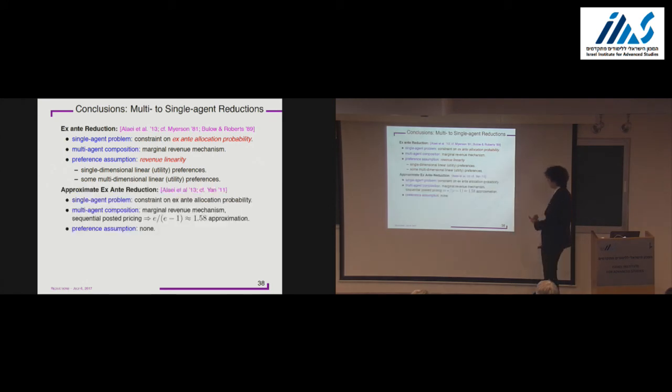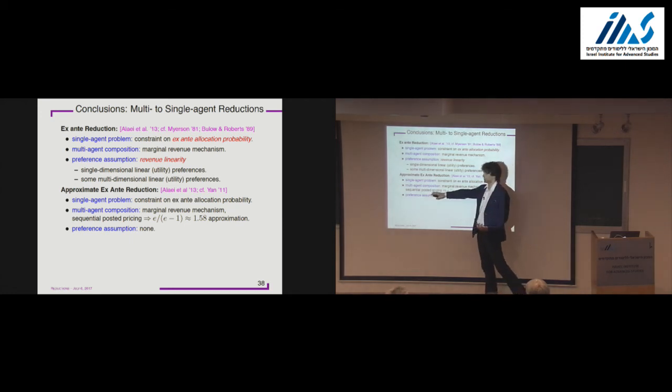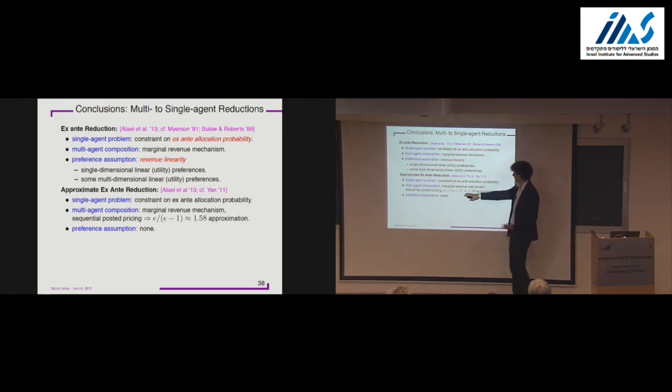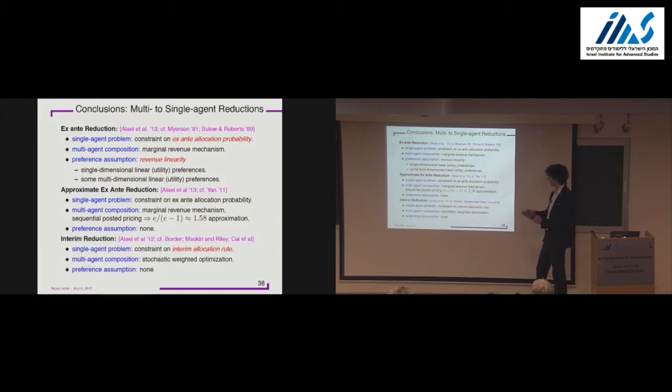We saw an approximate ex ante reduction, where again the single-agent problem we care about is the constraint on the ex ante allocation probability. For the multi-agent competition, you could either look at the marginal revenue mechanism, which is well-defined, or you can just use simple posted pricings if you like those better, because they're actually simpler. And they guarantee that 1.58 approximation, for example, for a single item. No assumptions on preferences.